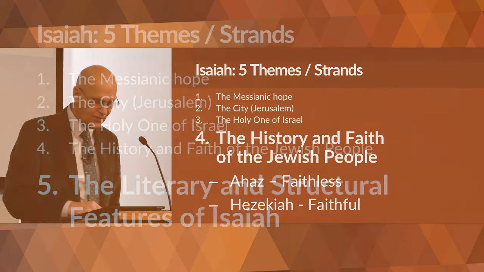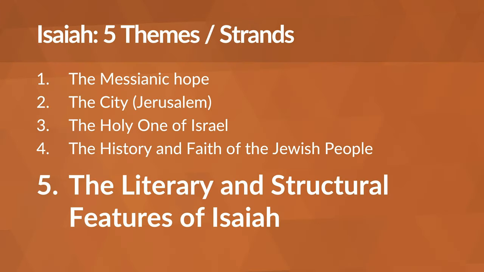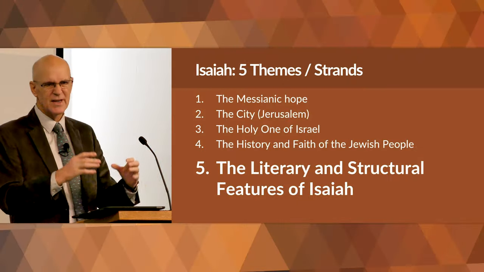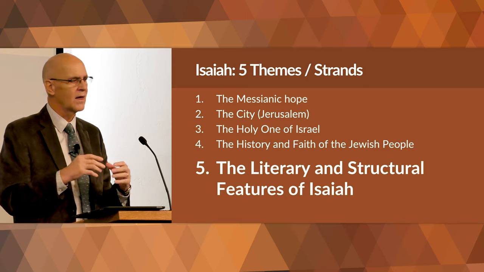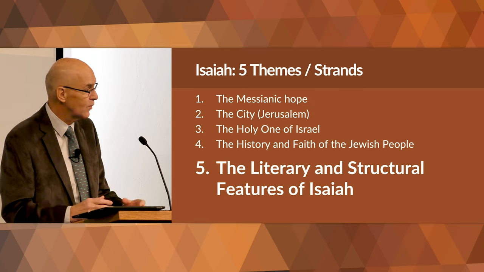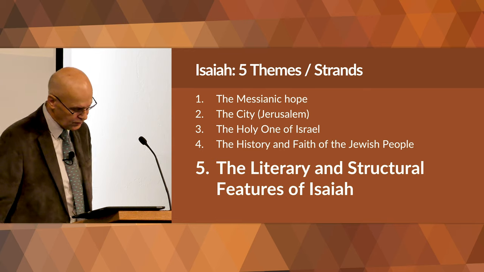And then we have the fifth strand, and that is what we're going to talk about today, the literary and structural features of Isaiah. This is mostly devices, poetic and literary devices that Isaiah uses in his book. Okay, we're going to talk about those.